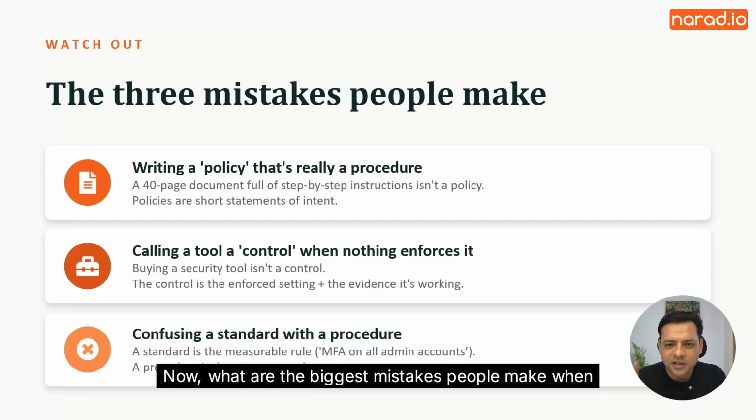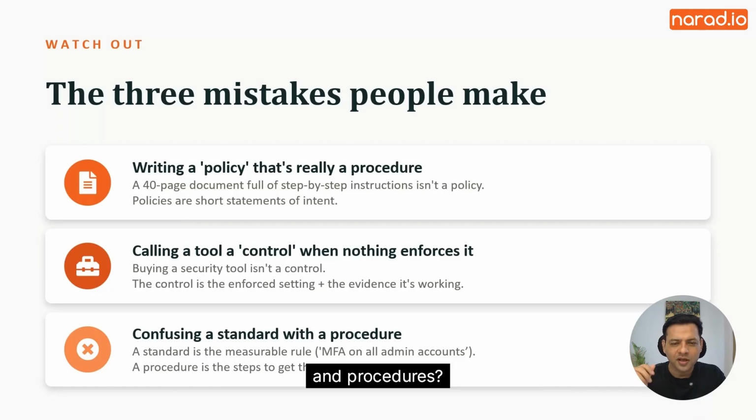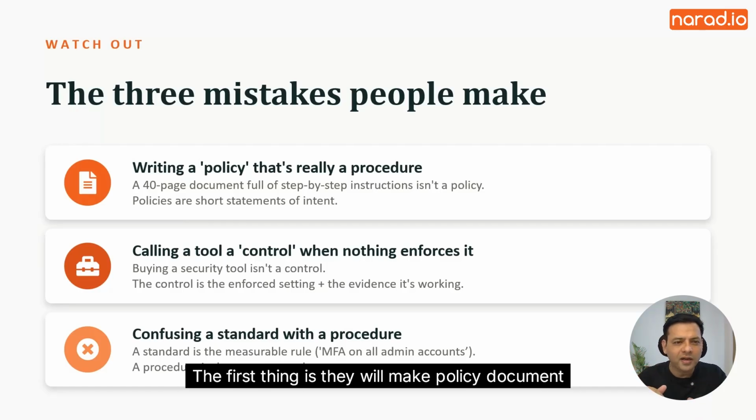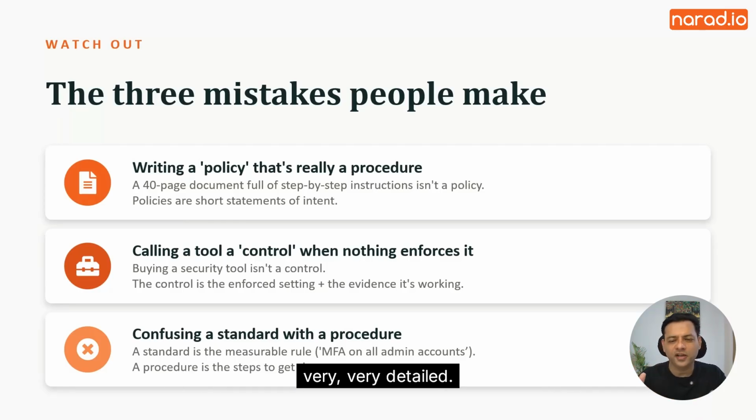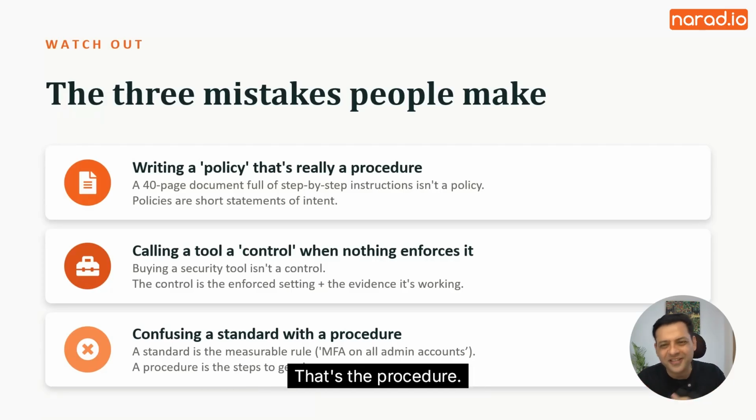Now, what are the biggest mistakes people make when they're talking about policies, standards, controls, and procedures? The first thing is they make the policy document very, very detailed, with step by step instructions and everything, but that's not the policy. That's the procedure. Policy has to be a high level intent: what do you want to do? Where do you want to reach? What's your goal? That's all.